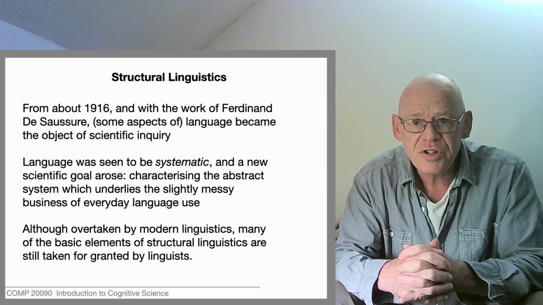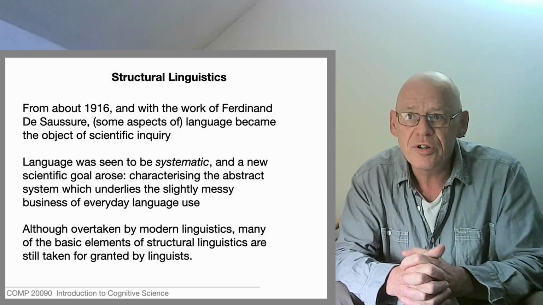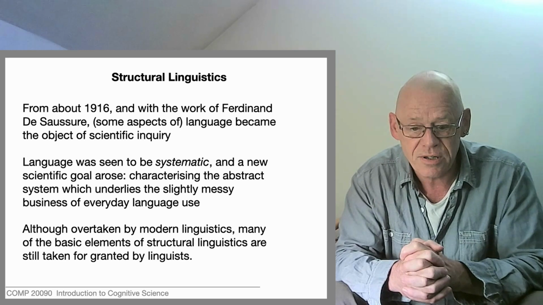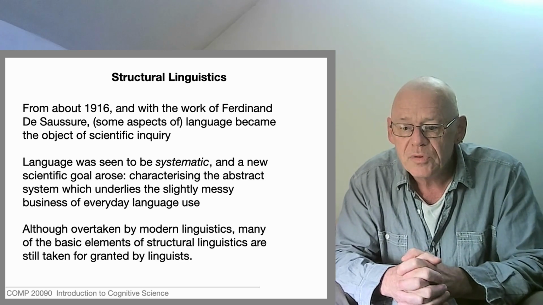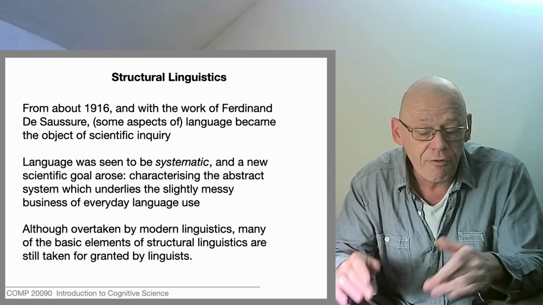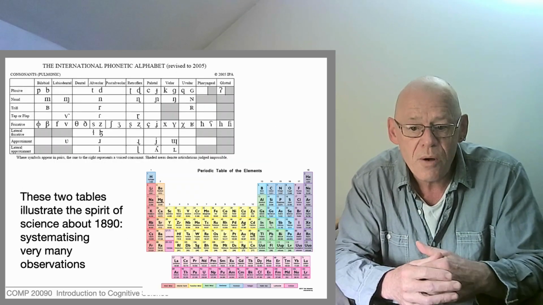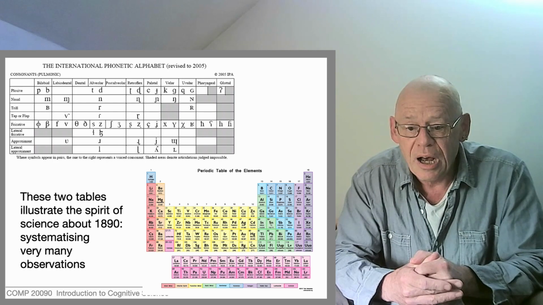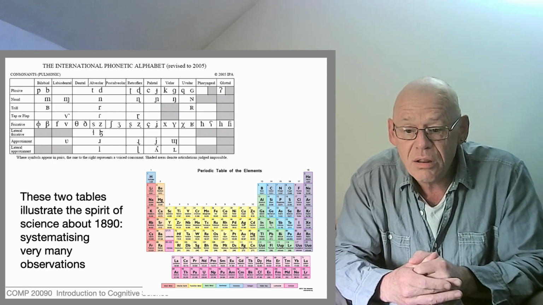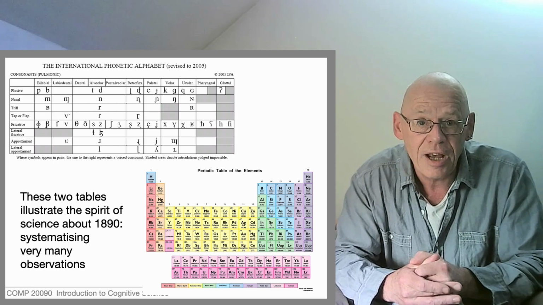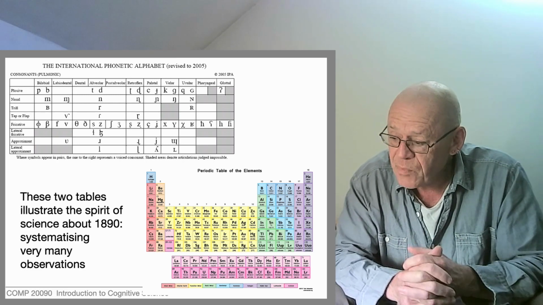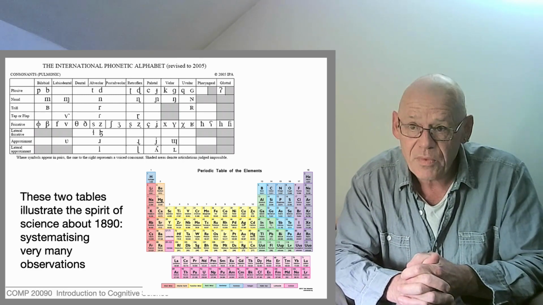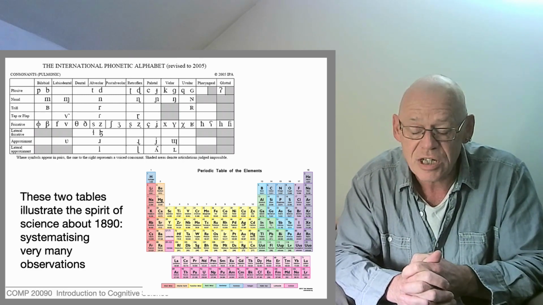But these observations need to be interpreted, and one way to do that is to recognize patterns in them. So to give you an example of the flavor of this work, here are two very important scientific figures. At the bottom right, you see the periodic table of the elements, nothing to do with language whatsoever. This emerged in chemistry at around the same time, about the 1870s.